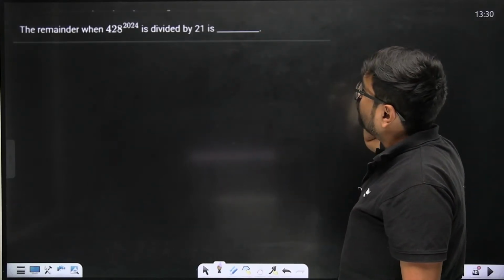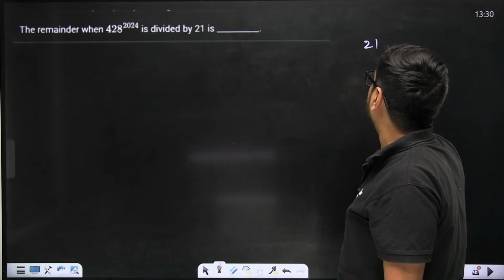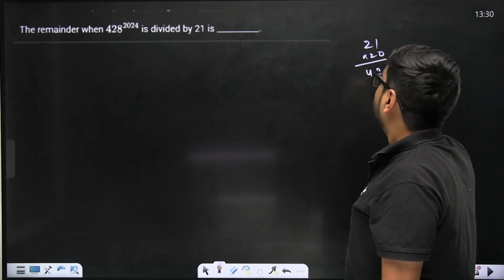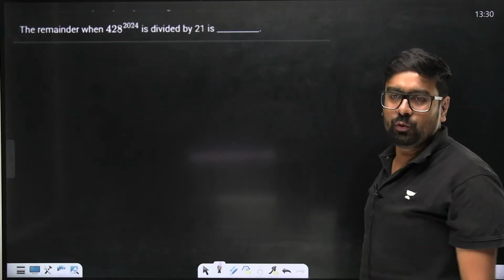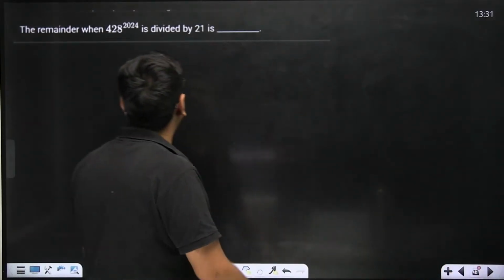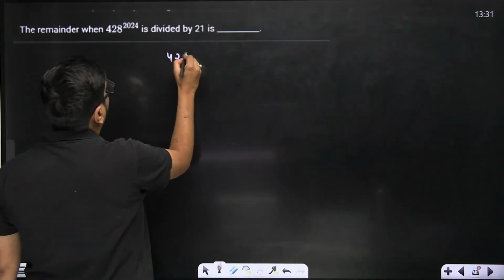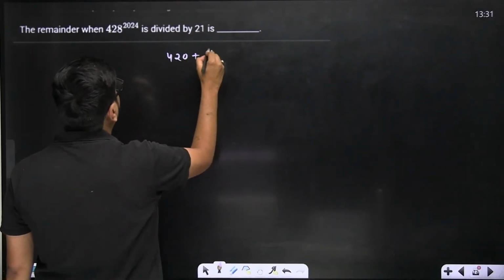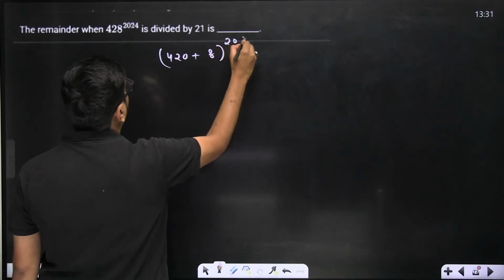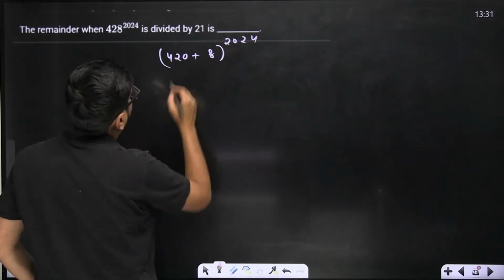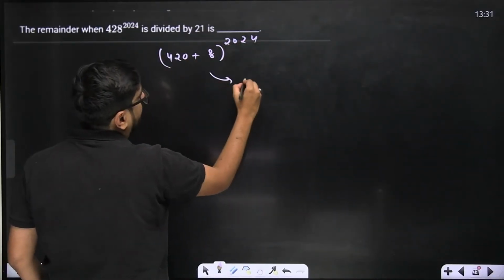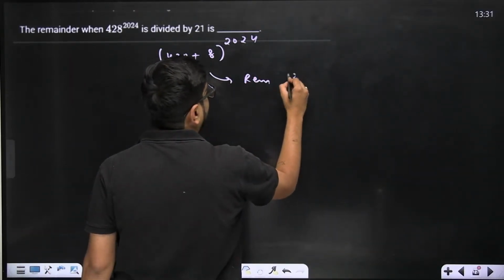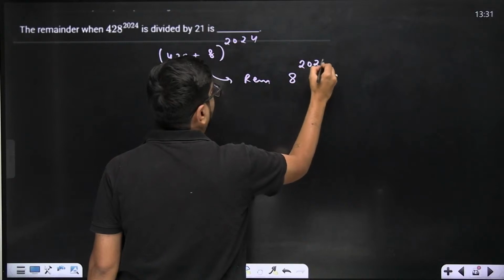So 21 into 10, 21 into 20, let's do. 21 into 20 will be our 420. And 420 plus 8 we can do, I think. So we can start with 420 plus 8. So (420 plus 8) to the power 2024. This will be divisible by 21. What will be the remainder? From here, the remainder will come as the last term only, right? Last term only. 8 to the power 2024 will come as your remainder.